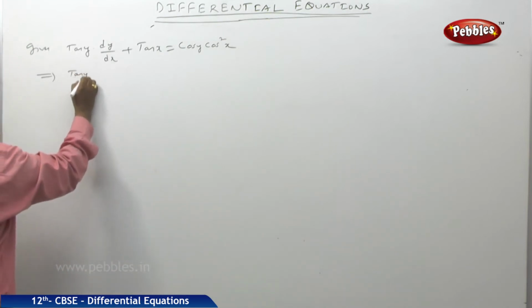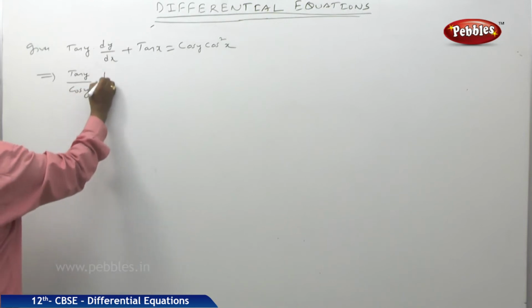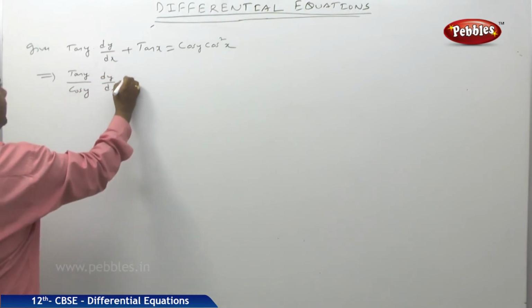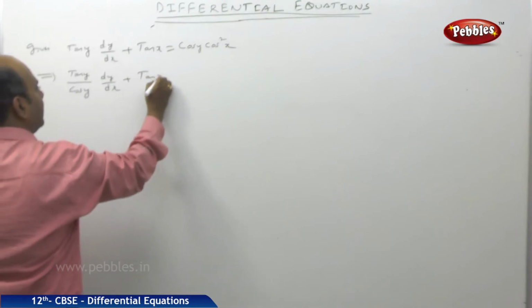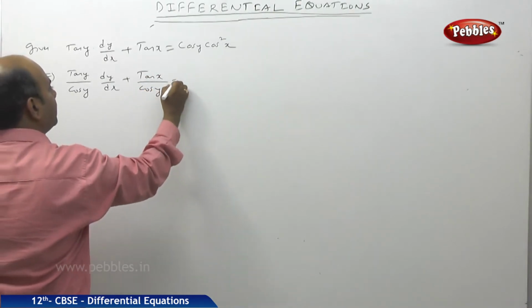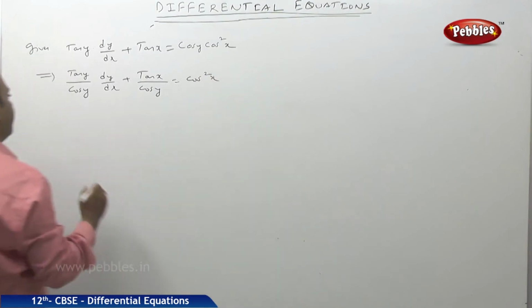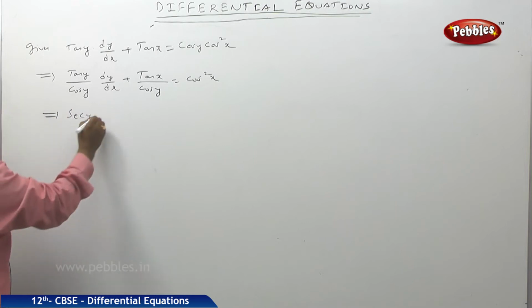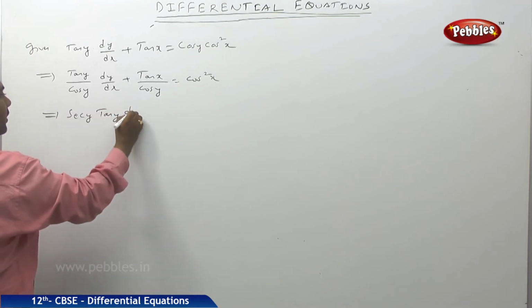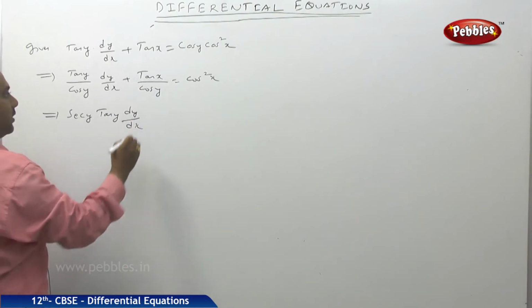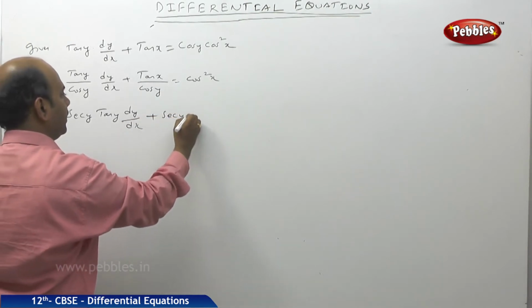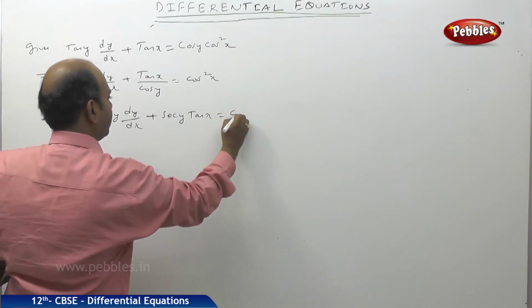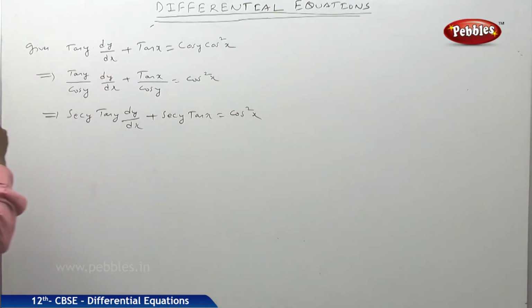So what happens? Tan y by cos y into dy by dx plus tan x by cos y is equal to cos square x. So 1 by cos y means secant y. Secant y tan y into dy by dx plus secant y into tan x is equal to cos square x. Now we should be very careful in solving this kind of problems, right?